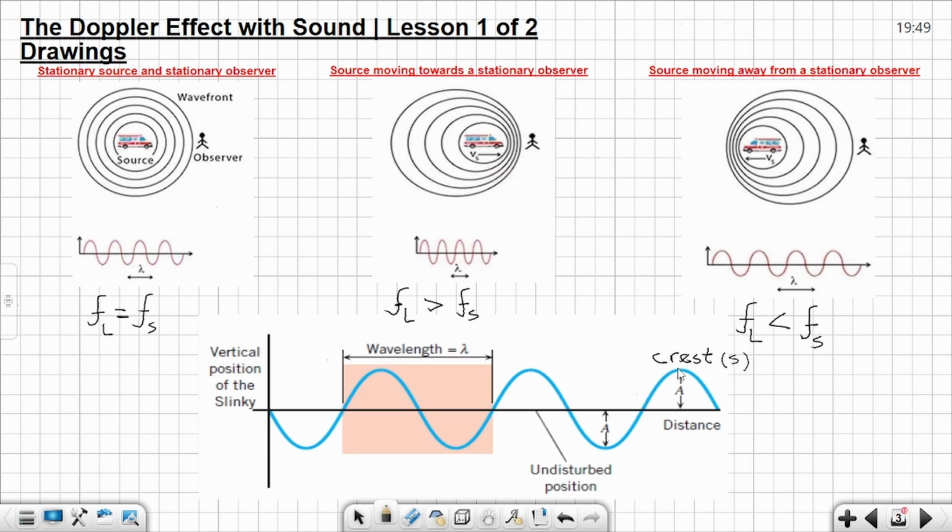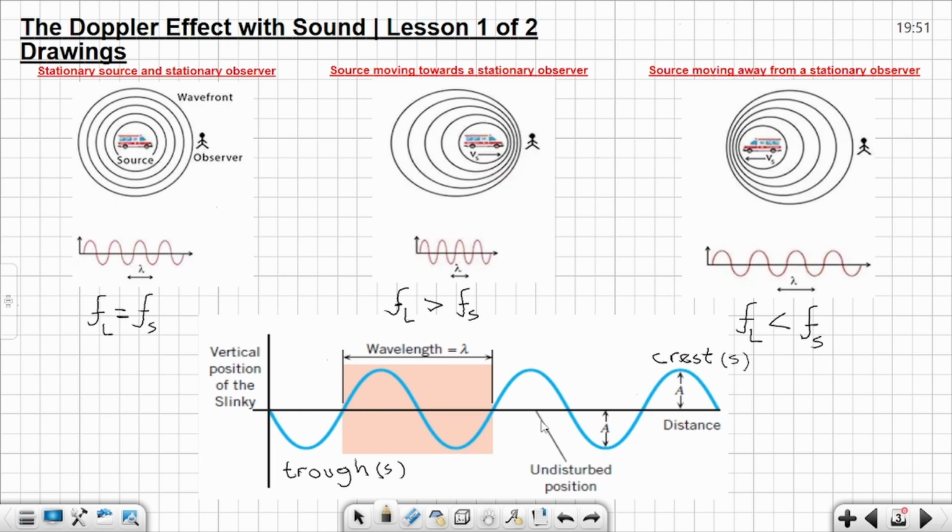You have the top part, which is known as a crest, S there in bracket for many. So this is a crest, and this is another crest, and this is another crest. So the top turning points are known as crests. Can you see? The lower ones, they are known as troughs, plural. So this is a trough, and this is another trough, and this is another trough.